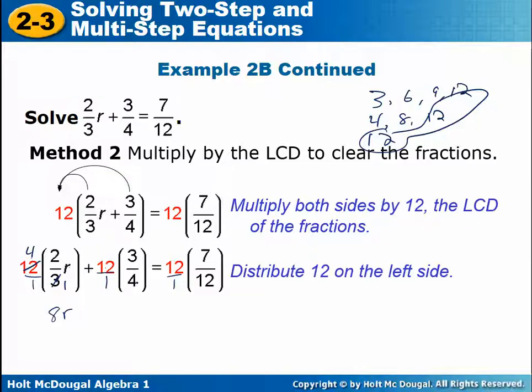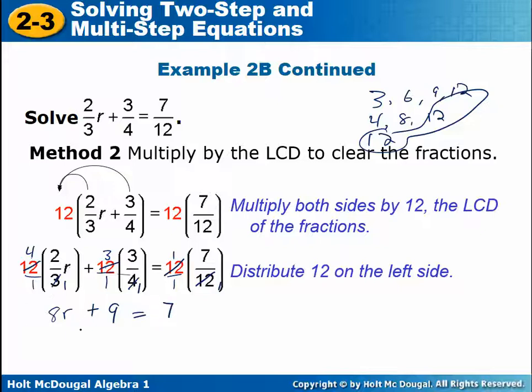4 is a factor of 12. 4 divided by 4 is 1. 12 divided by 4 is 3. 3 times 3 is 9. It's plus because there's a plus here. The denominator is 1, so you don't have to write it. 12 and 12, we can just cancel those, or we could say 12 divided by 12 is 1, 12 divided by 12 is 1, and we get 7.